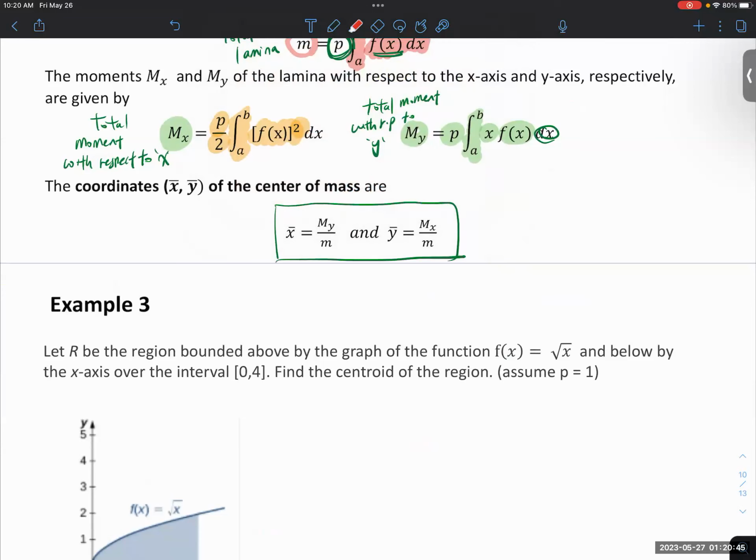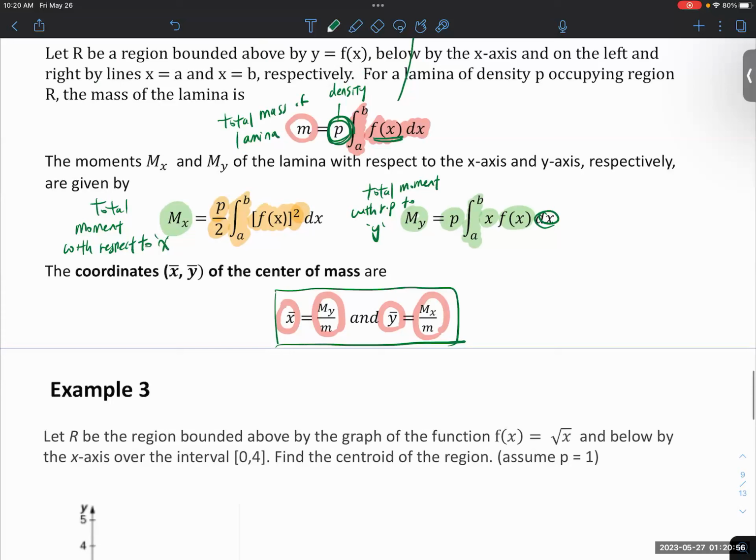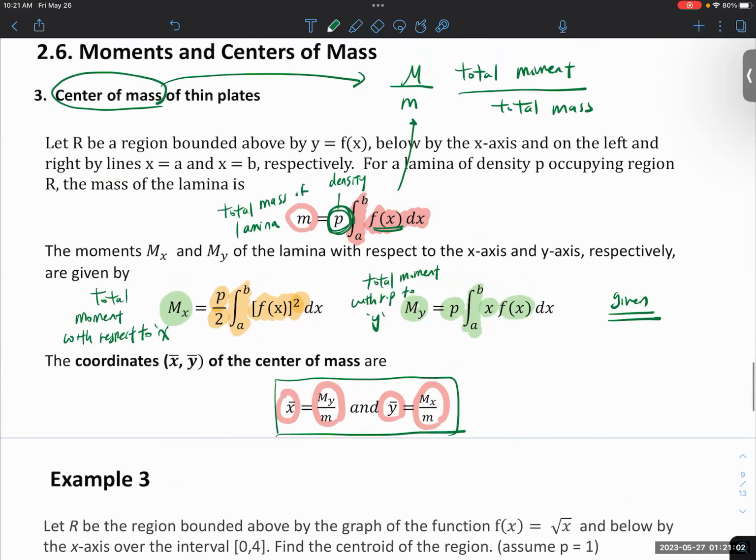This is still two-dimensional space. To find x bar, you're going to use My divided by m. Y bar is going to be Mx divided by m. So this is going to be the given formula. So this is how you're going to find the centroid of the thin plate, the lamina shape.